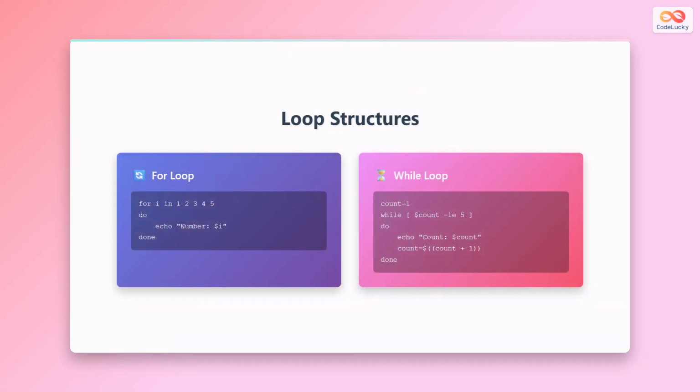Loops allow scripts to repeat operations efficiently. The for loop iterates through a list of values. For example, for i in 1 2 3 4 5, do echo number $i, done will print each number. The while loop continues executing as long as a condition remains true. A typical while loop starts with a counter variable. Then while the counter is less than or equal to a value, execute commands, increment the counter, and done to end the loop. These loop structures are essential for processing multiple files, iterating through data sets, or repeating operations until a specific condition is met.